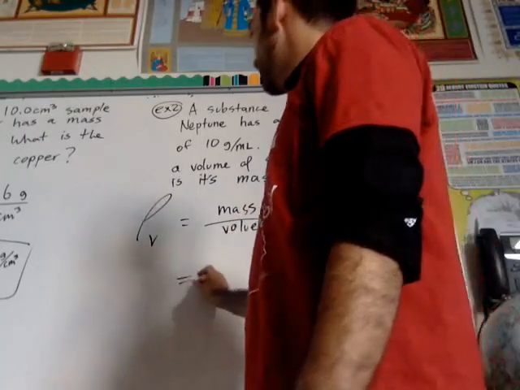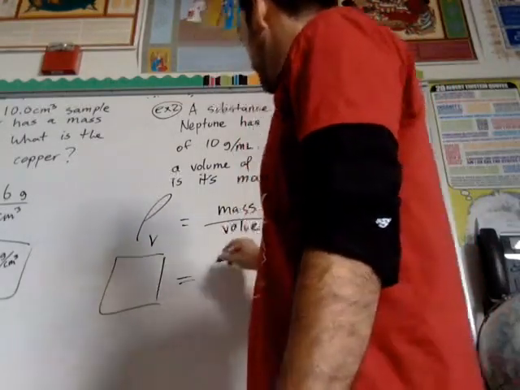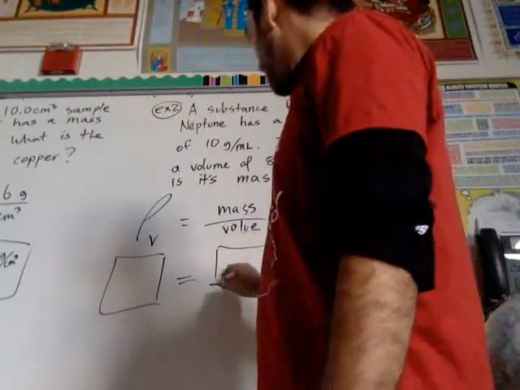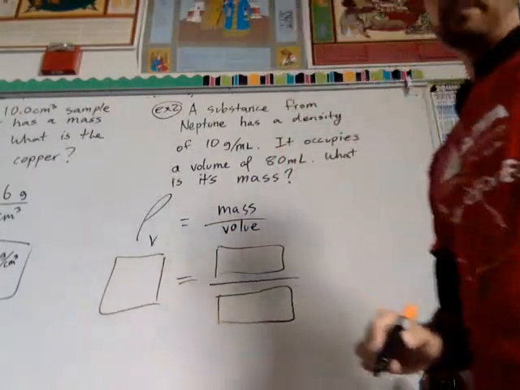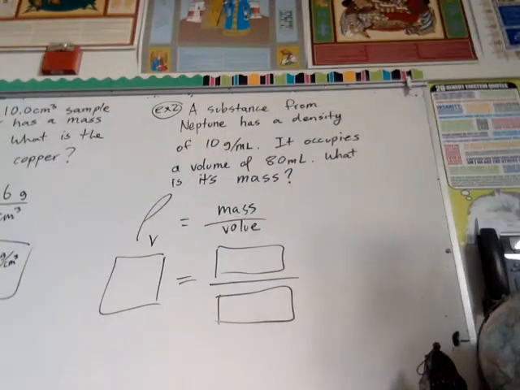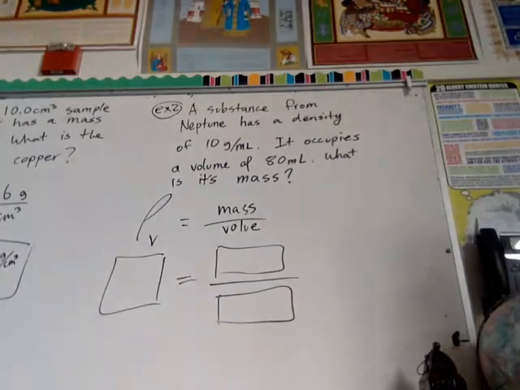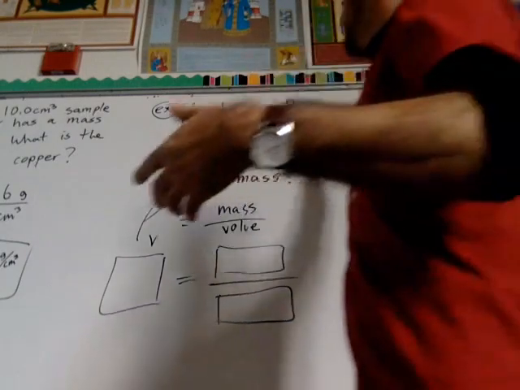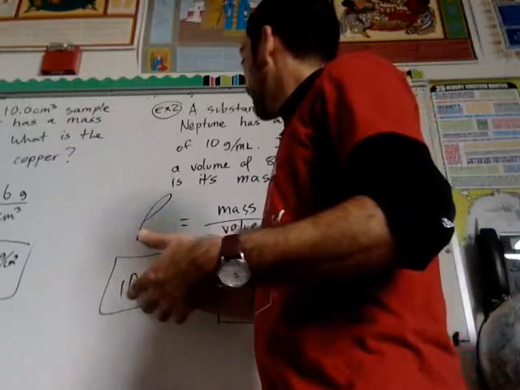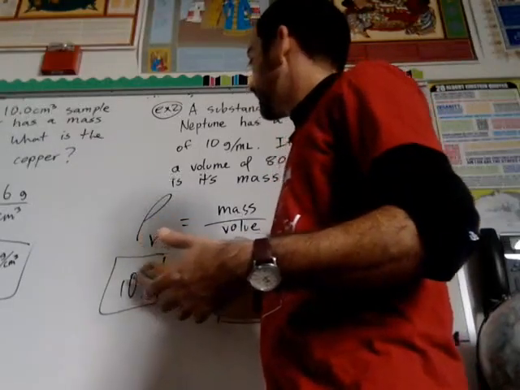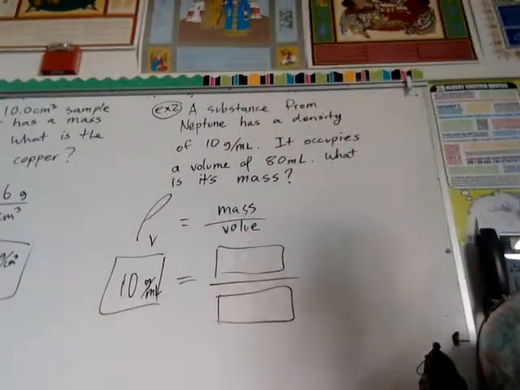Okay, so I want you to rewrite this. What goes in each of these boxes? What's going to go in each of those boxes? So, for the first box, the density, 10 grams over milliliter. Perfect. Neptune has a density of 10 grams per milliliter. Okay. And then, yeah, keep going now.